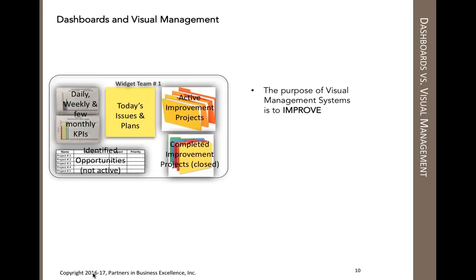We'll talk more about the A3s in the next slide, but it's important to recognize the improvement projects that were completed to ensure that people understand that there is progress being made. Lastly, there should be a place for opportunities that are identified but are not active currently, and we'll talk about that as well in the next slide.